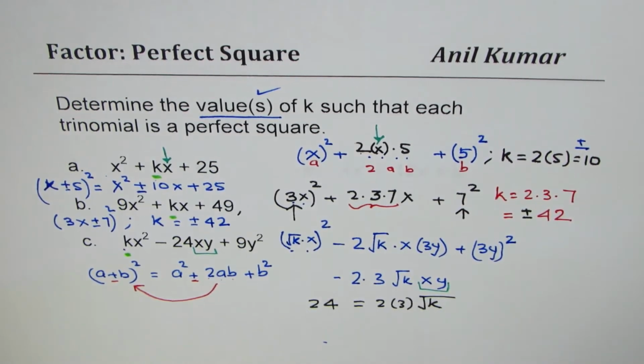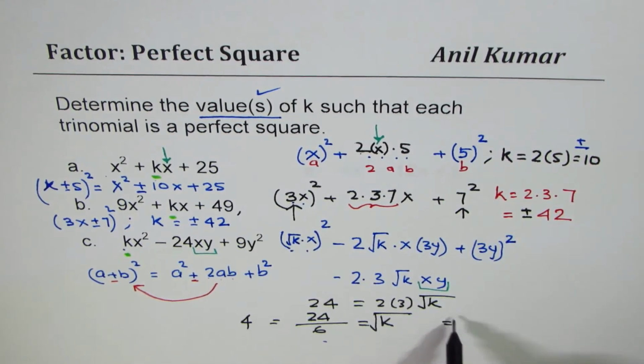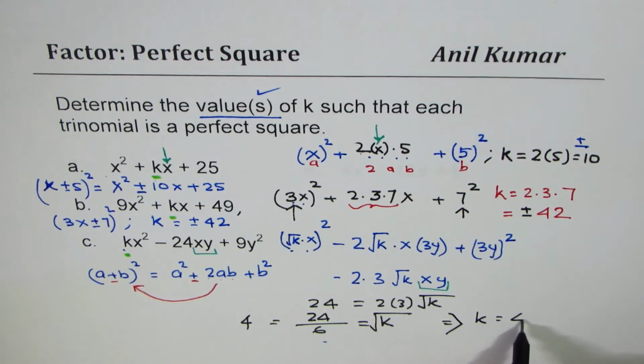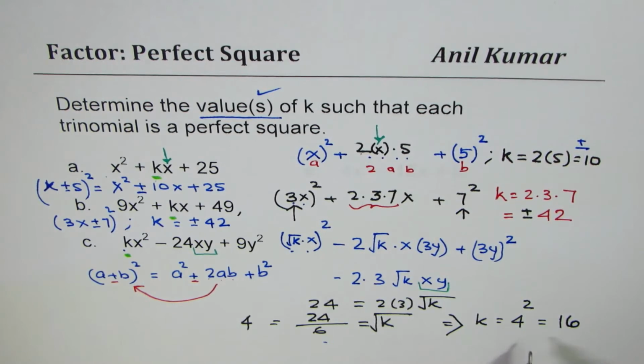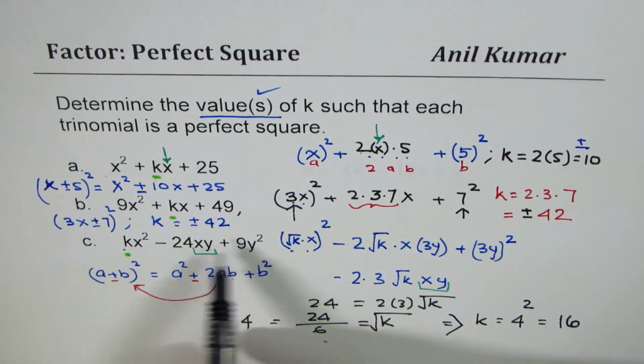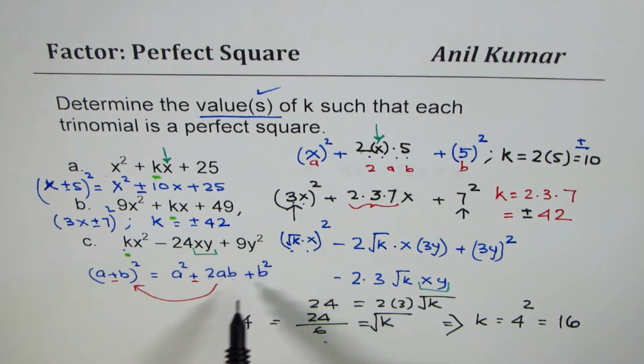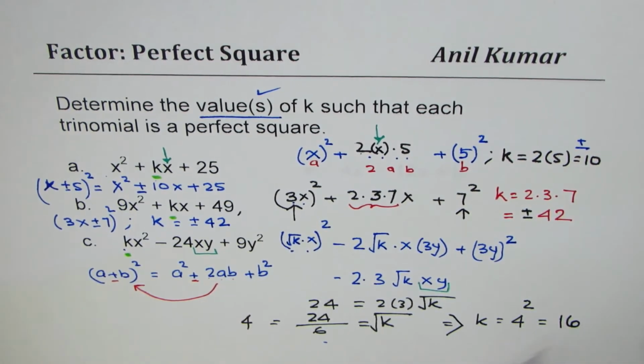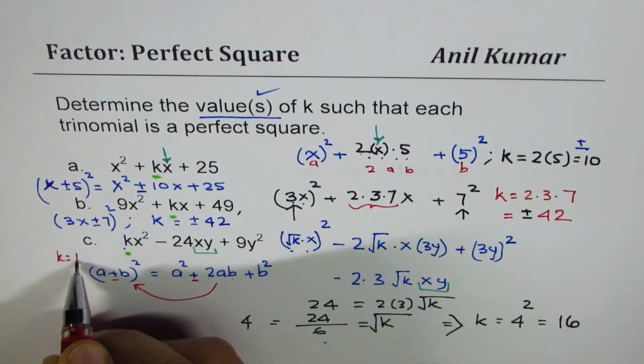Now from here you can solve k. That is how you can do it. So 24, 2 times 3 is 6. So 24 divided by 6 is equal to square root of k, which is 4, because 6 times 4 is 24, and that gives you k as 4 square, which is 16. Do you see that? So whenever k is on these sides, it has to be positive. Is that okay? So k is positive 16.